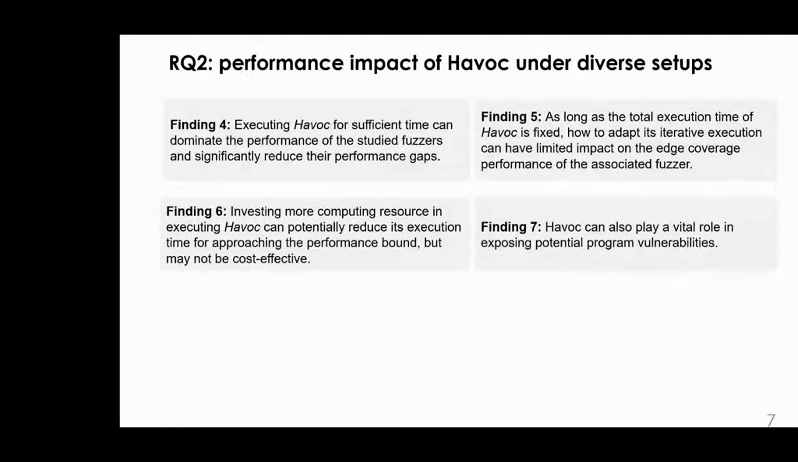And Havoc also plays a vital role in exposing program vulnerabilities. And furthermore, applying Havoc to different fuzzers potentially explores rather common edges. It is essential to adapt the selection of the stacking size and mutator types for different projects to optimize their respective edge coverage performance. As a result, we propose HaMAB.